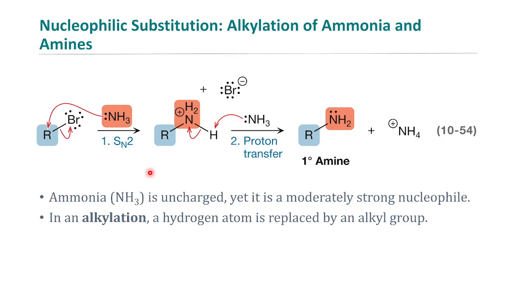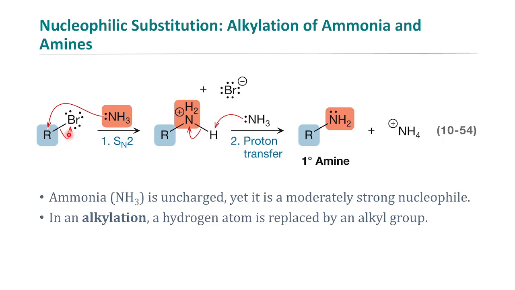Alright, so let's go ahead and look at the nucleophilic substitutions, where we have the alkylation of ammonia and the amines. So here we have free ammonia. This is uncharged. It's a moderately strong nucleophile. Despite the fact that it's uncharged, you can then attack different alkyl groups. So here we have a bromoalkyl. It doesn't really matter what's on here, as long as it's not highly branched, because we're doing an SN2 attack.